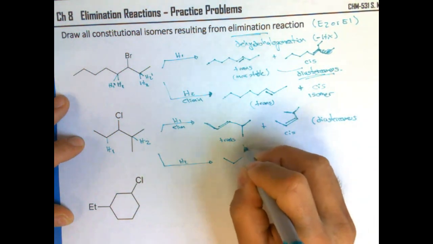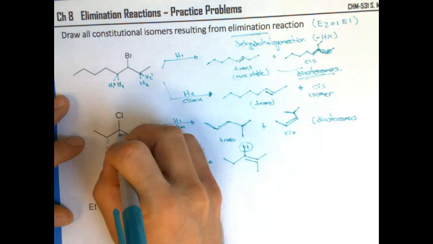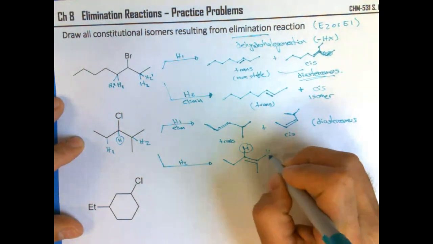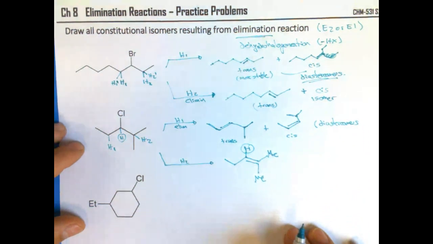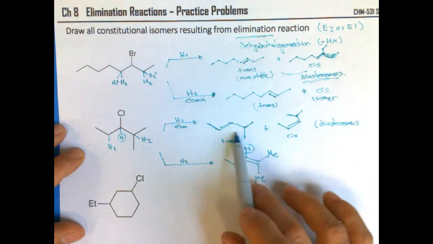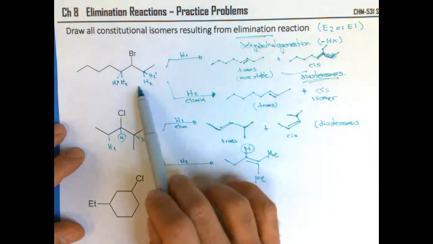And in this case, it does not matter. This hydrogen, it's this right here. In this case, it does not matter whether we call it cis or trans because these are identical groups, methyl groups. And so if the question is to draw all constitutional isomers resulting from an elimination, then you should draw all three products in this particular case, and all four products in the case above.